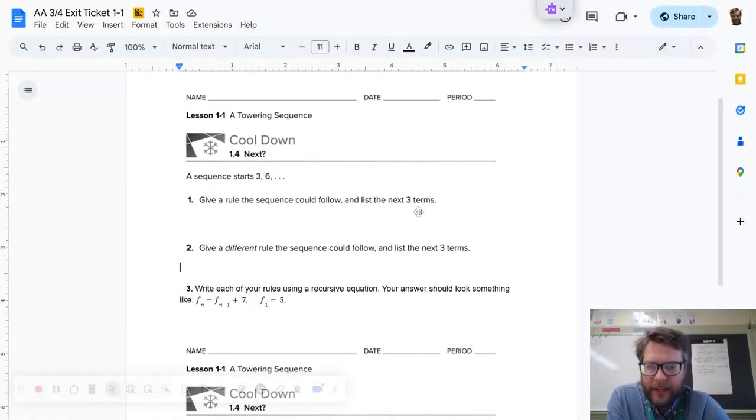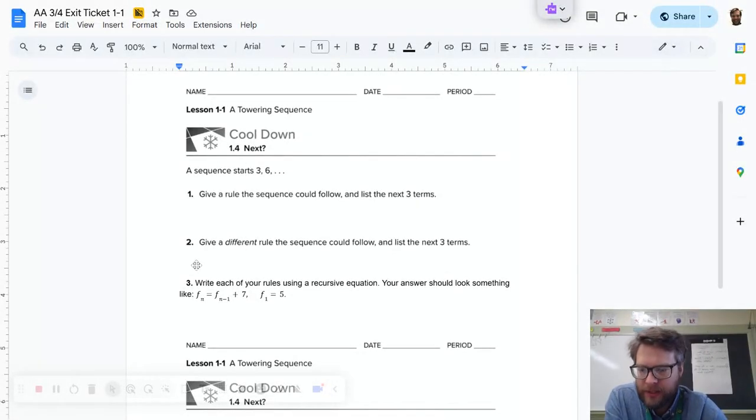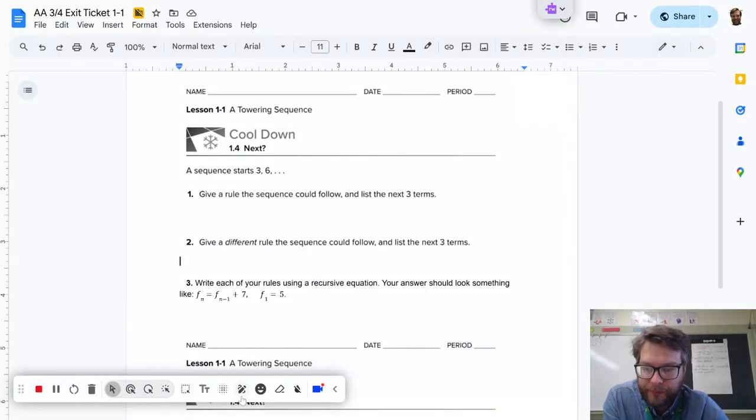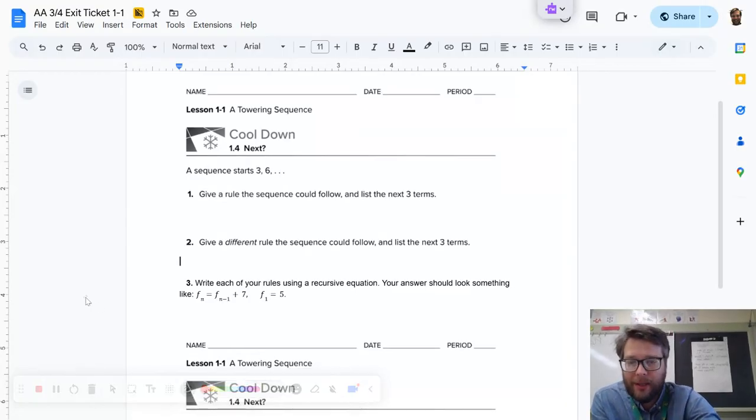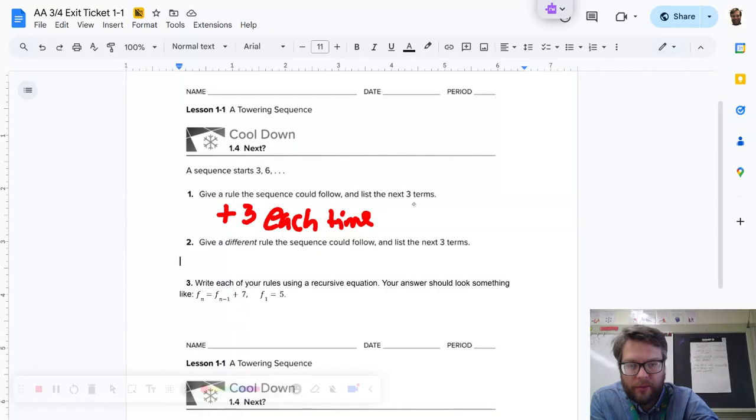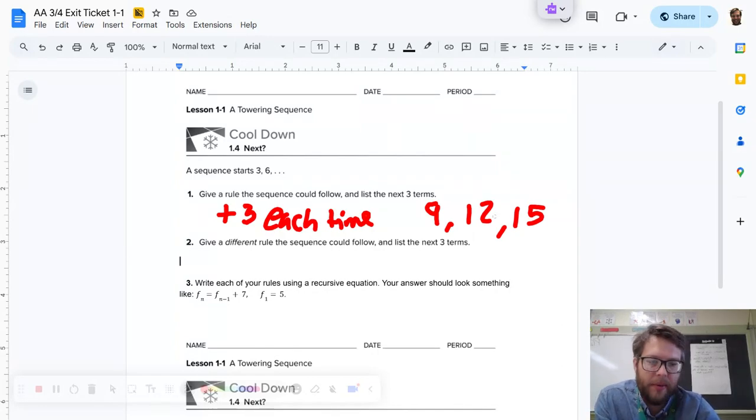All right, here was our exit ticket from class the other day. We've got a sequence that starts going 3 and then 6 and then et cetera, and asks us to give a rule and then give a different rule and see if we can come up with recursive equations for it. So for the first one, I think one rule it could do is it just goes plus 3 each time. And so then it would go 3, 6, then plus 3, plus 3, plus 3. So that's an arithmetic sequence.